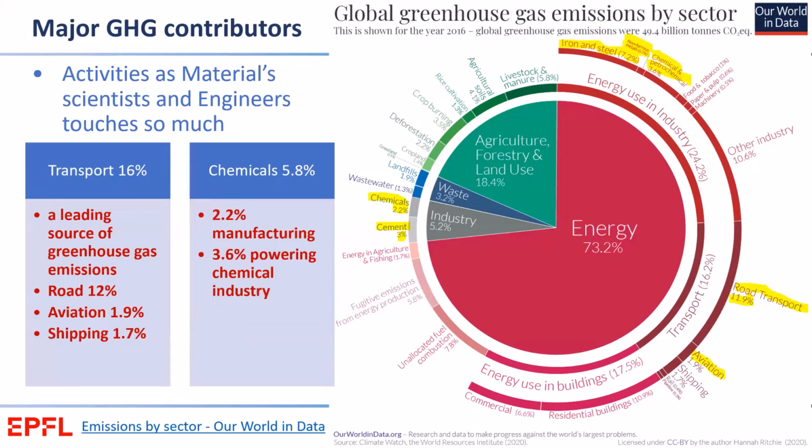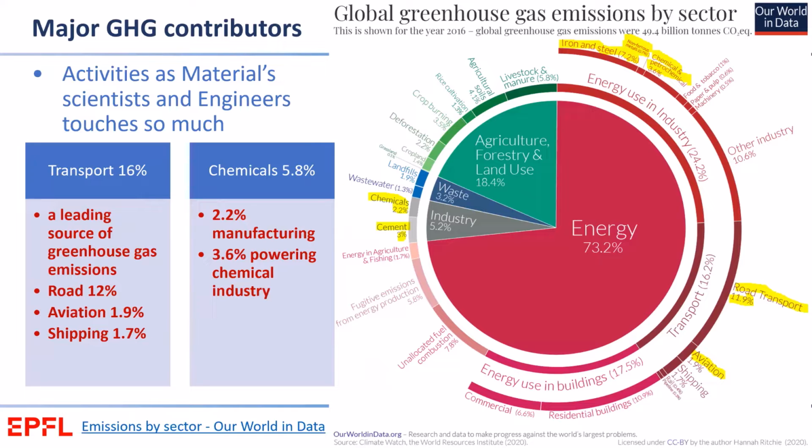So where does all this CO2 come from? This is a graph from Our World in Data, which shows you where CO2 comes from. And what you can see are chemicals here and here. So this is the kind of plastics industry. You can see road transport, 12%, aviation, and also some other materials, iron and steel and cement.